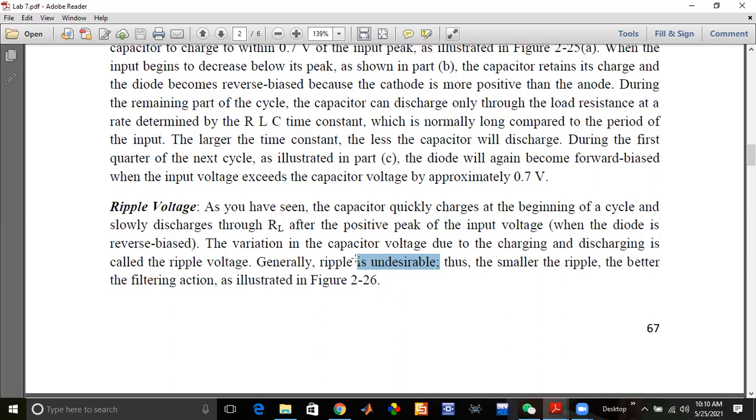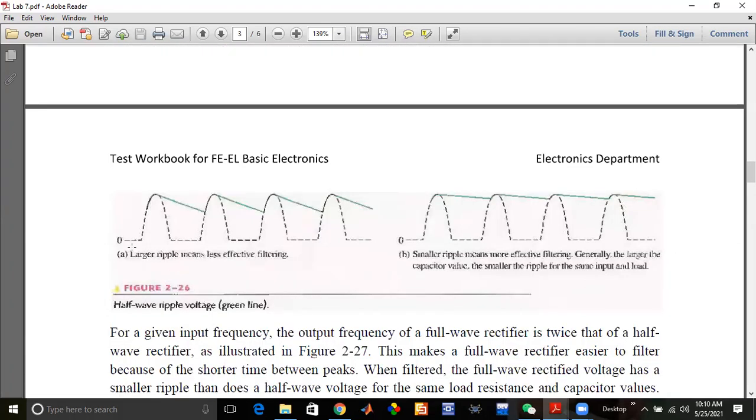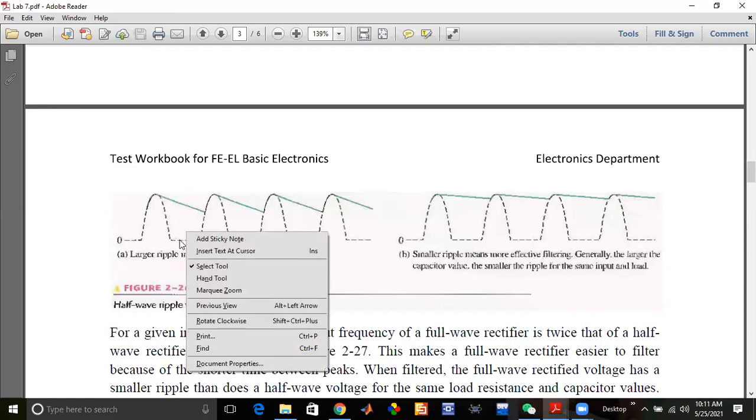I have explained this word, undesirable. Thus, the smaller the ripple, the better the filtering action. If the ripple voltage is smaller, meaning if this is zero, then this is very good. And if this is approximately zero, this is good. So this was the charging and discharging variation.